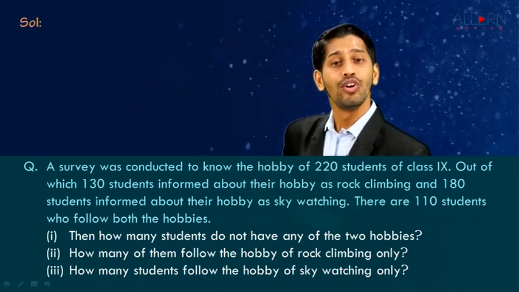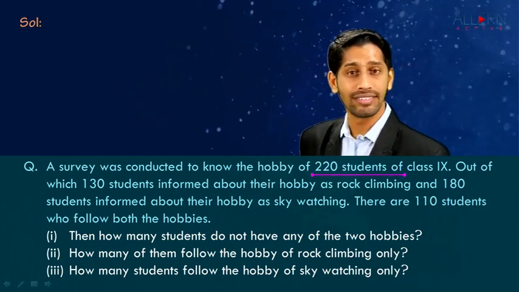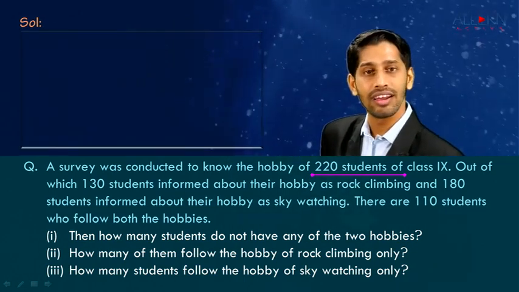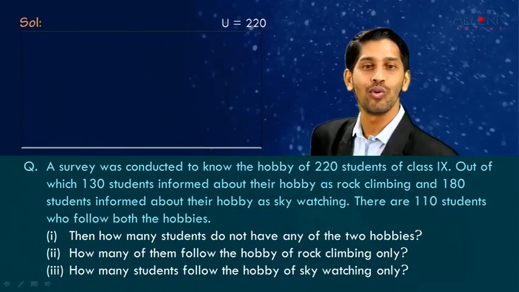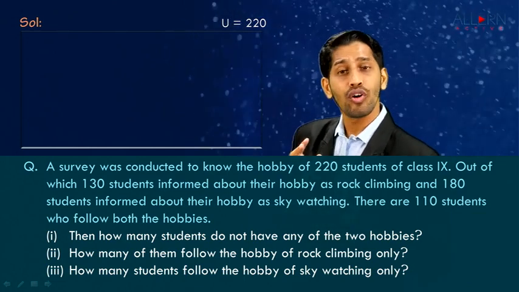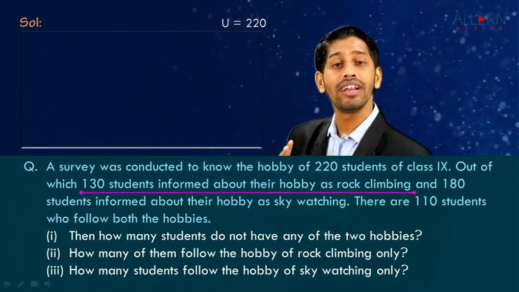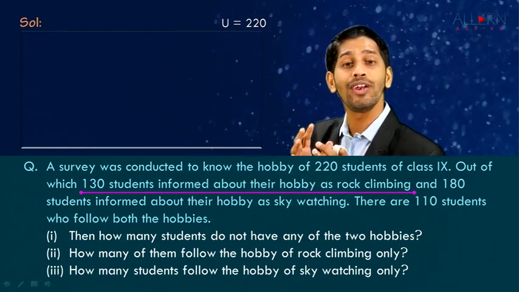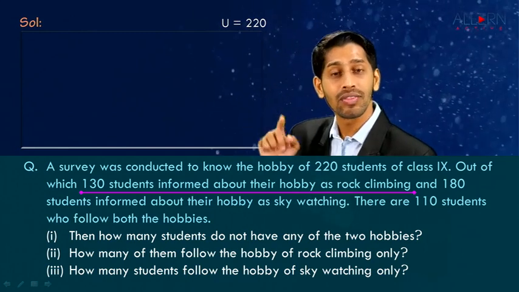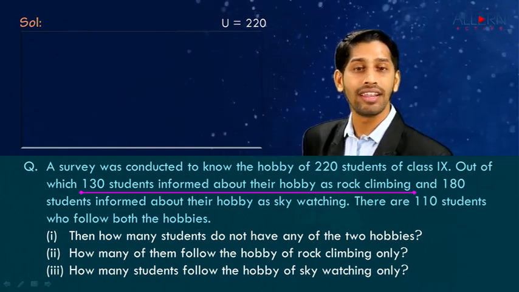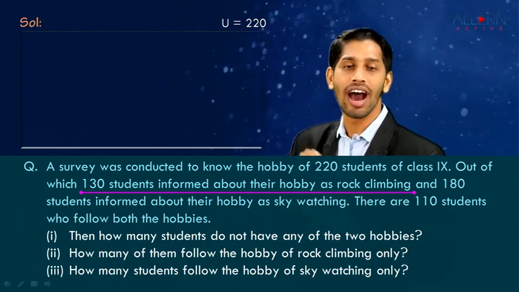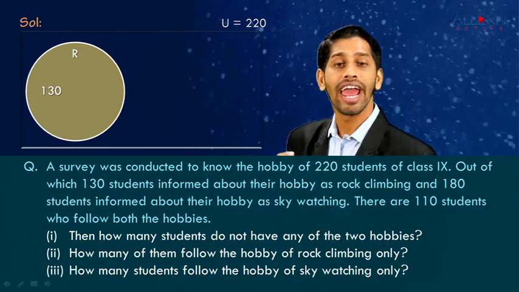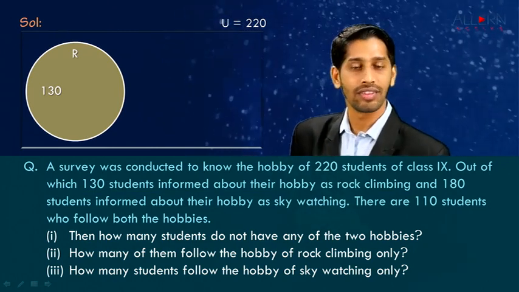It says that in total there are 220 students, that is nothing but a universal set. So we represent this universal set with a rectangle and we'll write U = 220. Out of which 130 students informed their hobby as rock climbing. That means for rock climbing we are going to represent it with a circle and assign a capital letter, its initial letter, which is R. So we draw a circle, name it R and write the number 130.